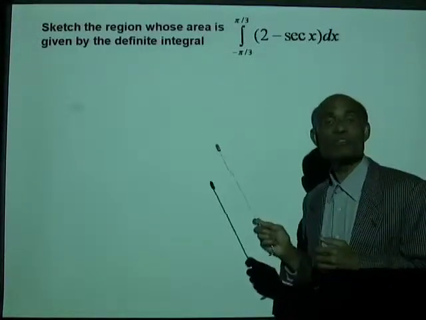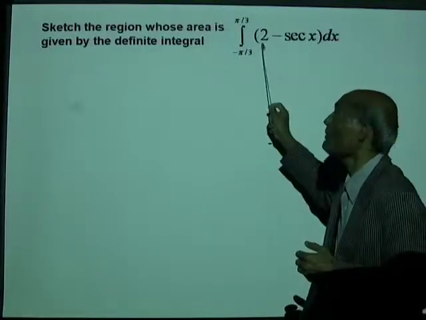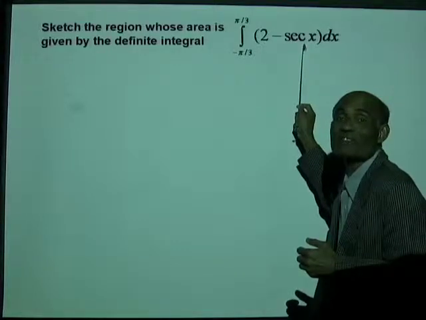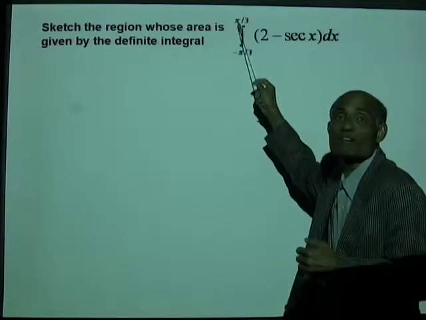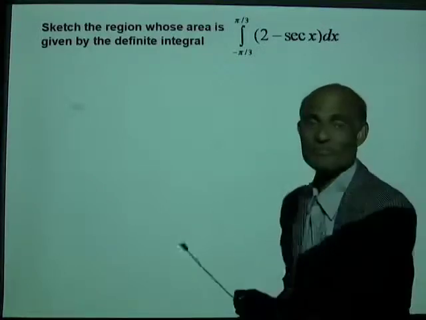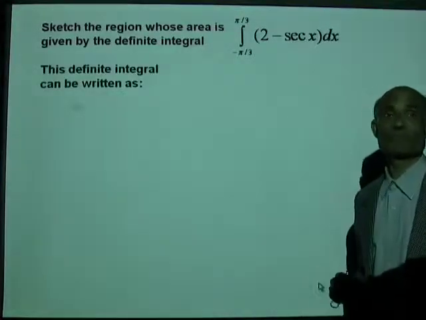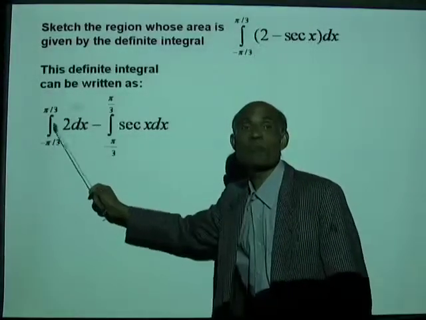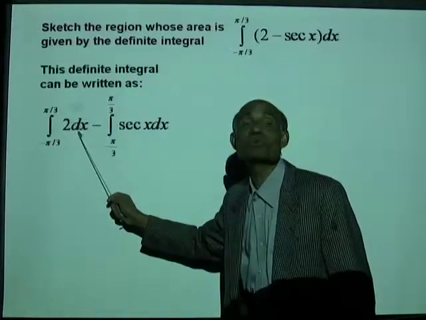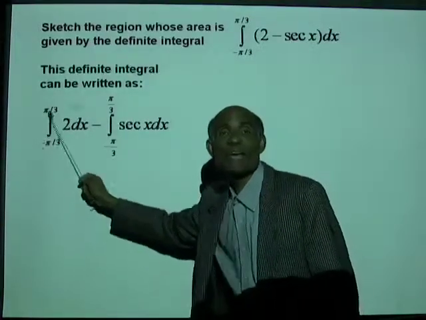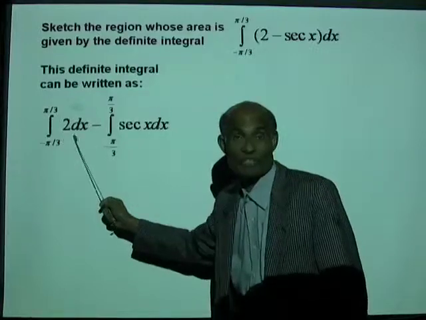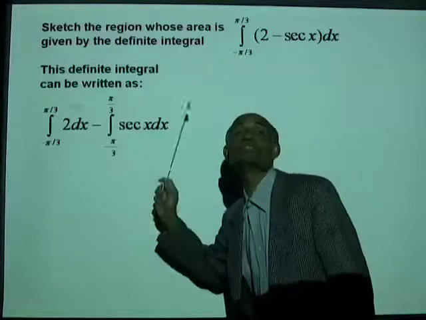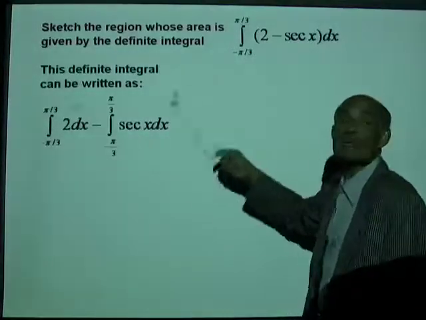Yes, this is actually the area enclosed by the graphs of f of x equal to 2 and g of x equal to secant x from x equal to negative pi by 3 to pi by 3. All right, can you draw these graphs? So I can write this as integral negative pi by 3 to pi by 3 2 dx, that is integral a to b of f of x dx minus integral a to b of g of x dx. This integral is the same as this.